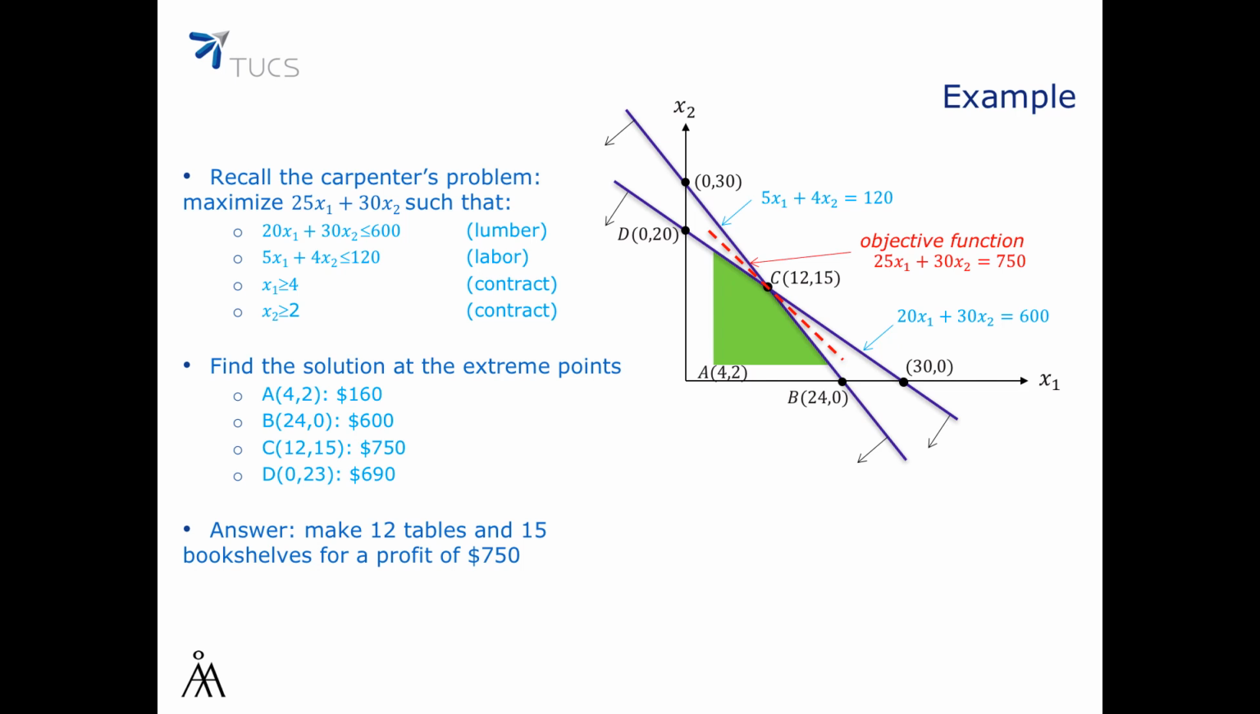So just to summarize this example, what we learn from the geometric approach is that we can simply identify the area of the plane that satisfies all the constraints and then evaluate the objective function only at the corners of that area.